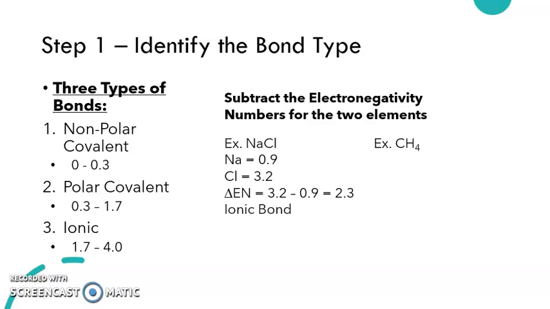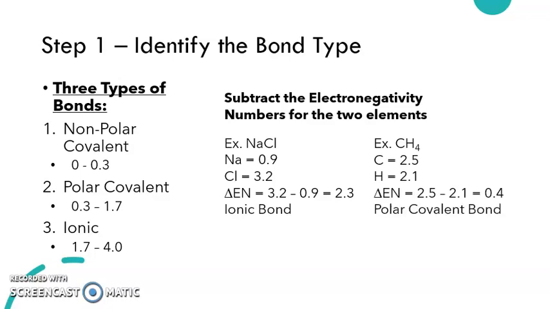Whereas CH4, again, it doesn't matter that there's more than one hydrogen there. There are four of them. We still only subtract one of each of those numbers, one for carbon and one for hydrogen. So carbon is 2.5, hydrogen is 2.1. Subtract them and the difference is 0.4. And that would give us a polar covalent bond.